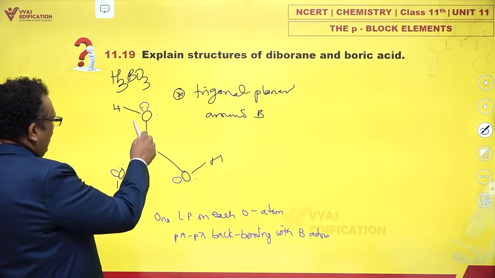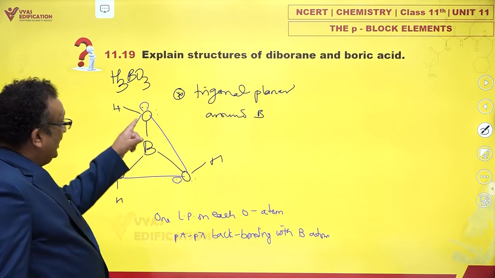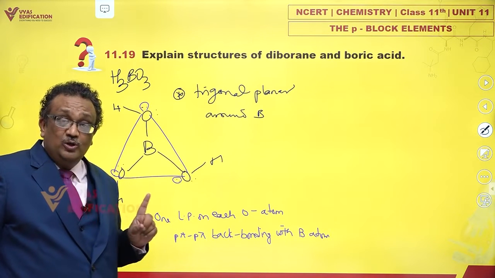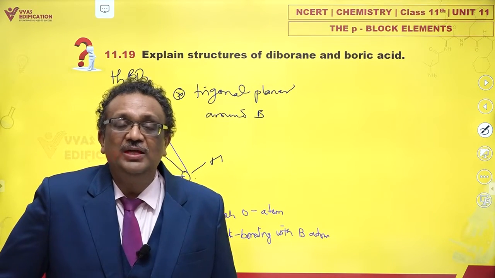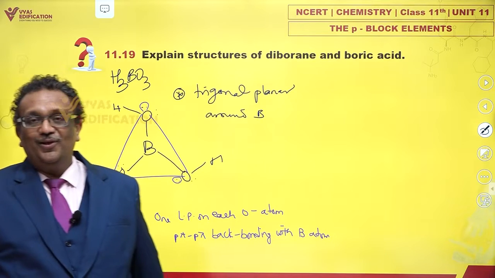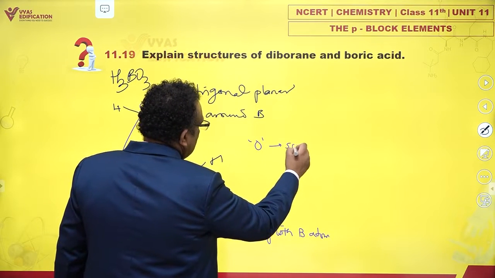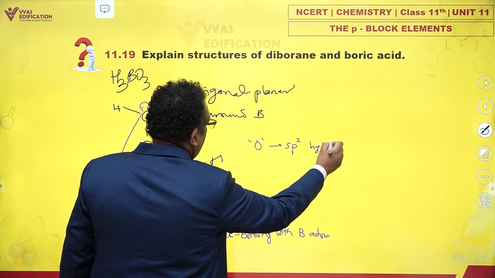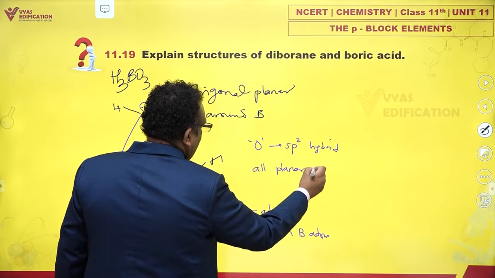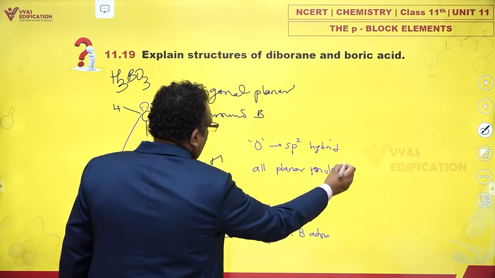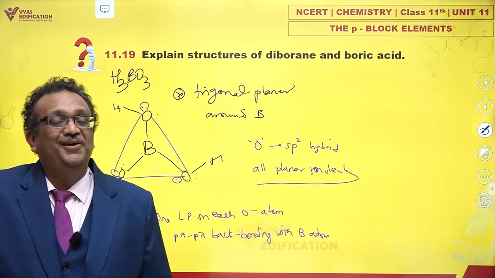And because of this, my dears, not only is this planar, the oxygens also become sp2 hybridized and the entire boric acid molecule is perfectly a planar molecule. So O atoms are also sp2 hybrid and it is an all planar molecule. This, my dear, is the structure of boric acid.